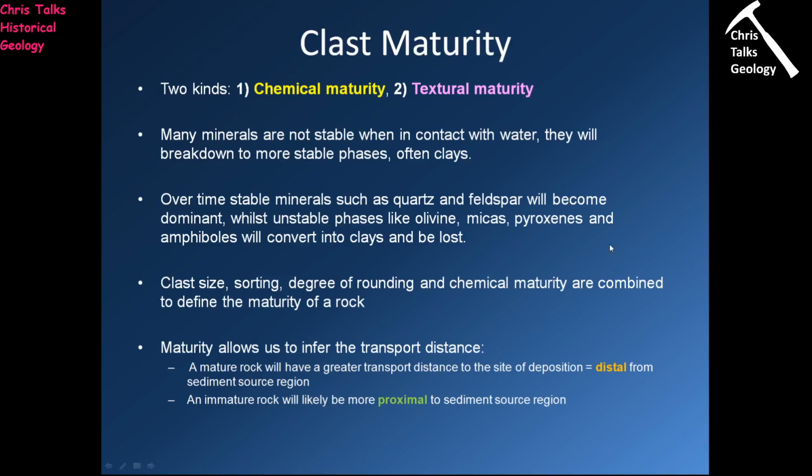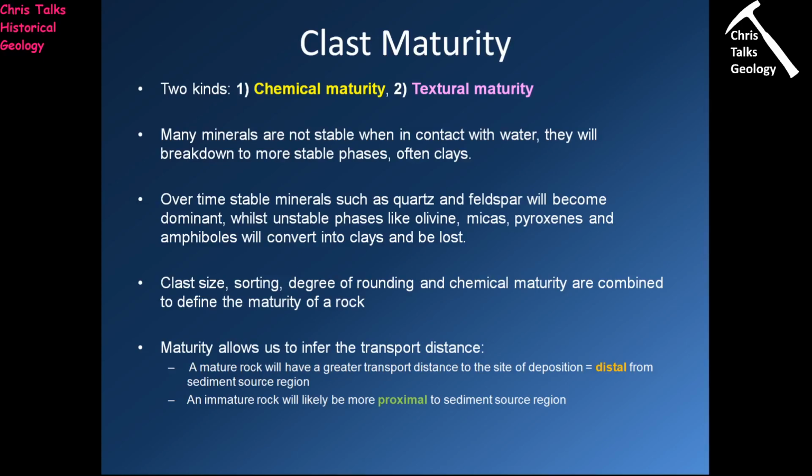Now, next there is the clast maturity. So far we've already touched on textural maturity: how well sorted are our clasts, what's the range of clast sizes, and how well rounded are our clasts. Those three are controlled by physical things: how fast is the water, or how energetic is the system, how long has the sediment been transported for, etc.